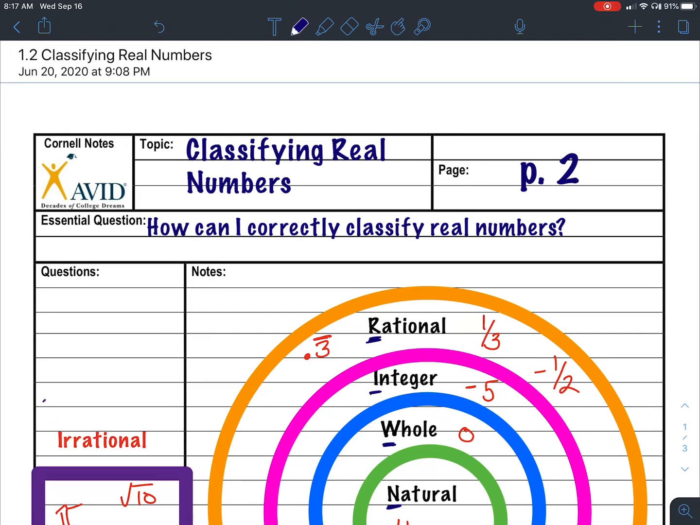Hi everyone, Mr. Johnston here with today's lesson on classifying real numbers. So today's lesson is going to be how can I correctly classify real numbers?